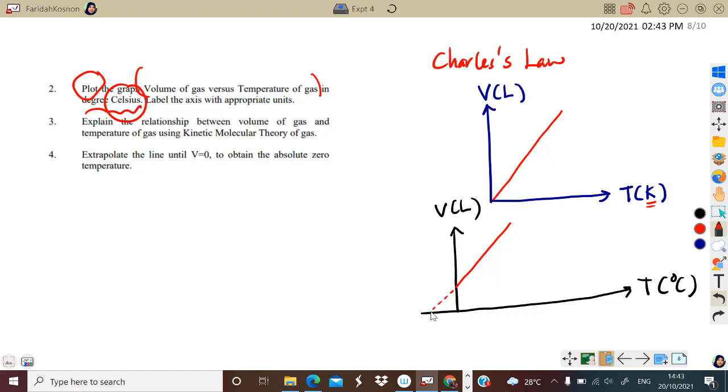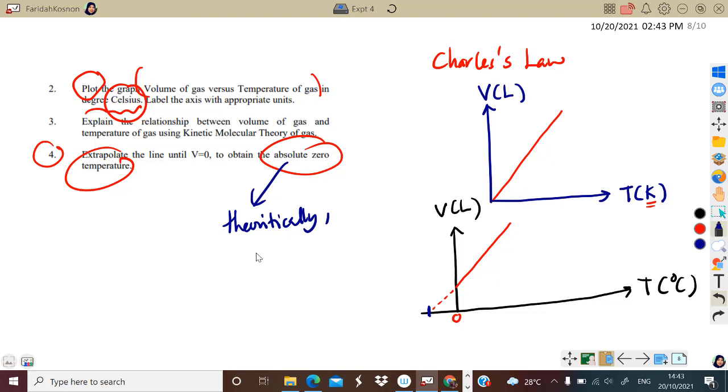Dan kita perlu extrapolate. Dan kita nak lihat, kalau you baca kat sini, extrapolate the line until volume is zero. So when the volume of gas is zero, berapa dia punya absolute zero temperature? Absolute zero temperature tu refer di sini. So you kena tunjukkan pada graf dan bacalah kat sini berapa. Secara teorinya, theoretically, the absolute zero is negative 273.15 degrees Celsius. Tapi sekarang you kena baca daripada graf you berapa.